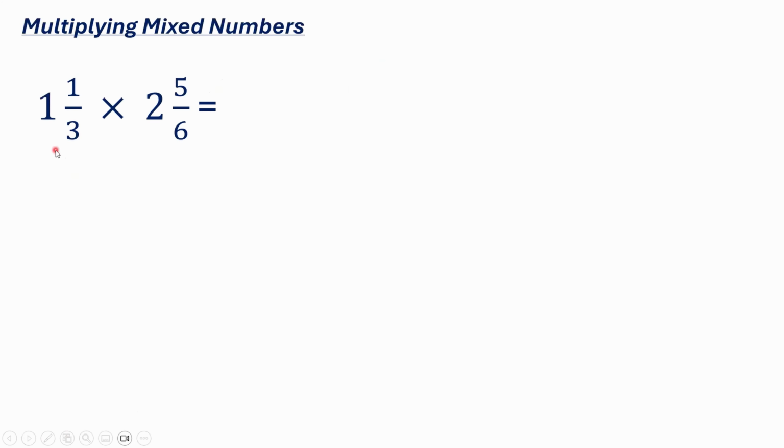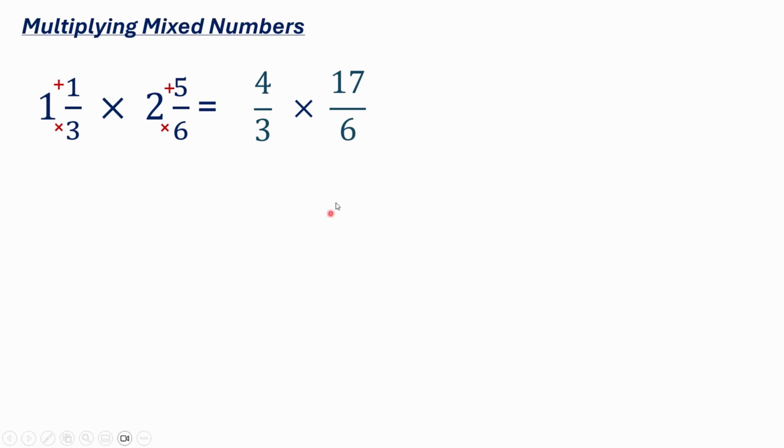How to convert the mixed numbers to improper fraction? I multiply 3 times 1 and then add 1. 3 times 1 is 3, plus 1 is 4, so the first fraction is 4/3, and the second fraction, multiply 6 times 2, which is 12, plus 5, which is 17/6. Now I have two fractions I can multiply, but I have to check if I can simplify.